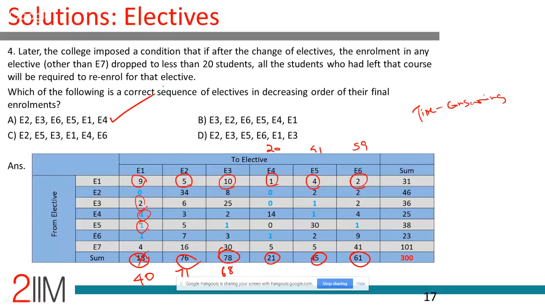So E2, E1 kind of misses that constraint. The total does drop to less than 20 students. So anyone who had jumped out of E1 has to come back and re-enroll for E1. Basically, this course will not even be offered. There are people who have originally chosen it. So all you guys who ran out of this, come back and select E1.